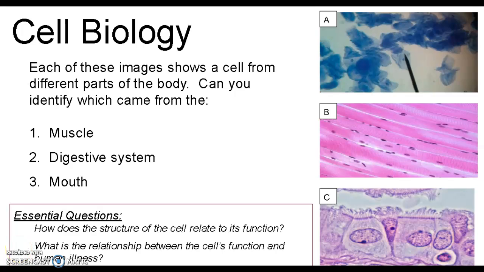For this next activity, you will be matching a differentiated cell in the human body to an organelle that you think best helps that cell achieve its function. So in order to do this, we need to review a little bit about the cell organelles that you learned about in biology.